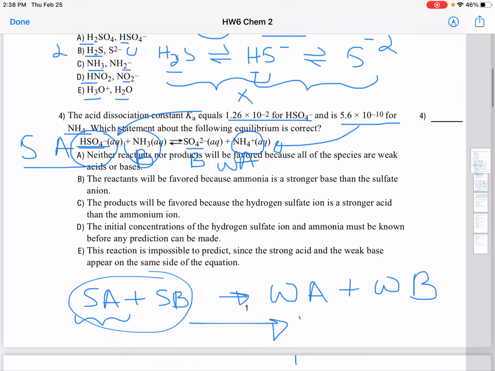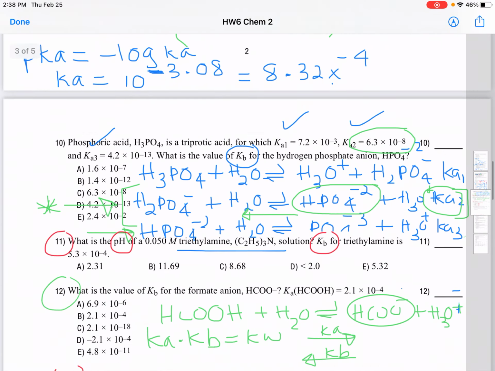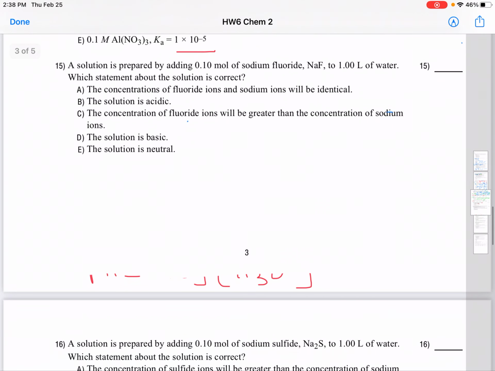Let's go ahead and start with chapter 18, the third part of your homework problems. I think in the previous sections we did up to 14. Now let's look at number 15. A solution is prepared by adding 0.1 mole of sodium fluoride to 1 liter of water. Which statement about the solution is correct?